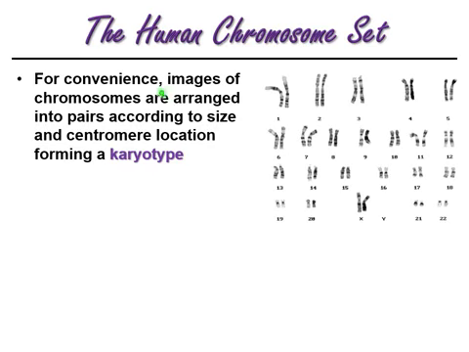So for convenience, images of chromosomes are arranged into pairs according to size, centromere location, and G-banding. And that forms a karyotype. And you can learn a lot from a karyotype. Like this karyotype tells us, okay, we're dealing with an XX female. And if we were to examine it much more closely, we could see whether we're missing any sections on any of these chromosomes, or whether the staining didn't work as well on some of them.